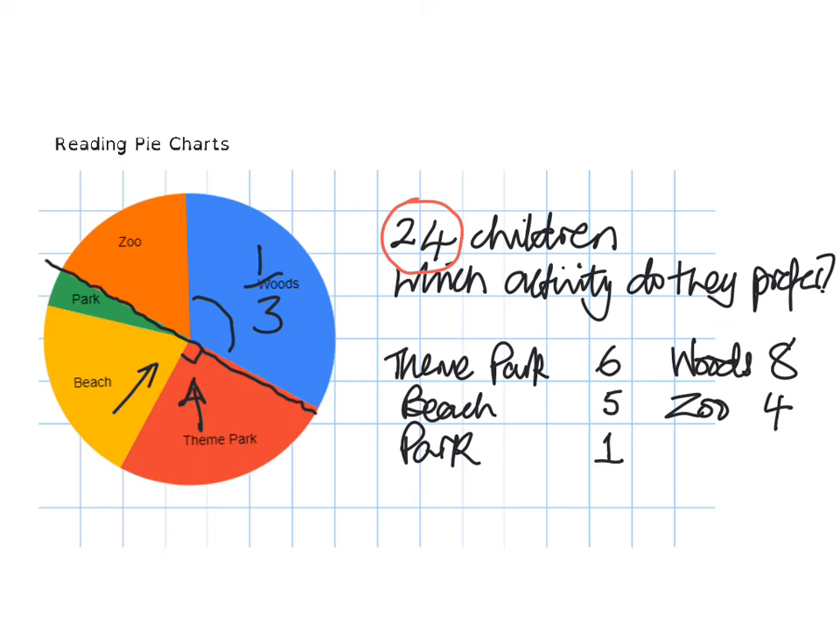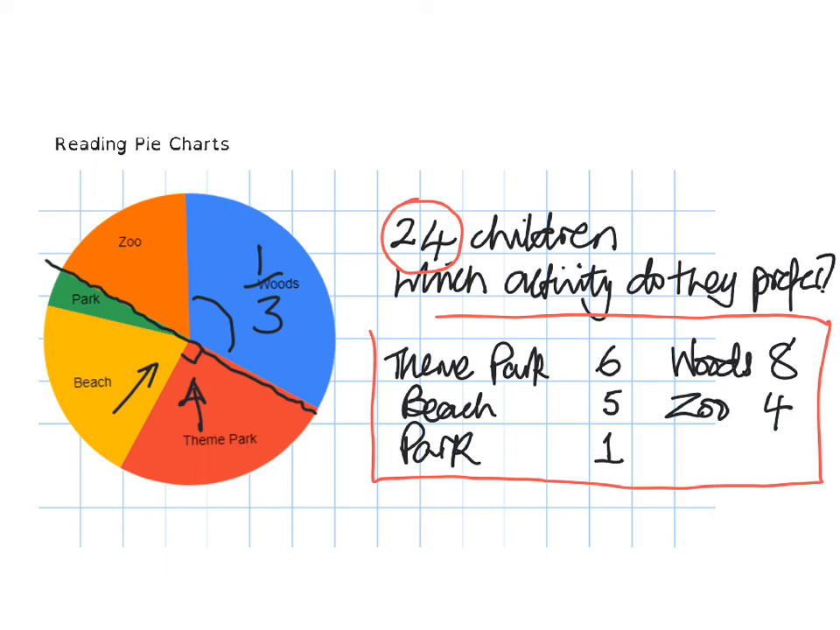Let's just check that. The zoo is fewer than the beach, because the orange segment is less than the yellow segment. Yeah, that looks good. The woods is about a third. The theme park's probably a quarter. So if you were asked to estimate the numbers in each of those categories, I think that is a pretty good estimate. And we've kind of checked it by ensuring that it adds up to 24.